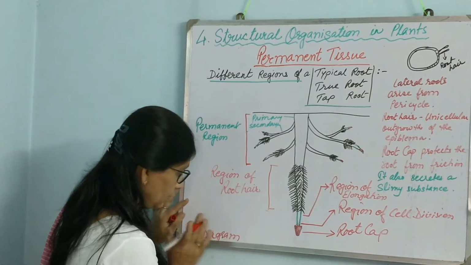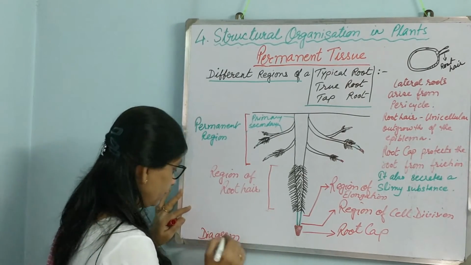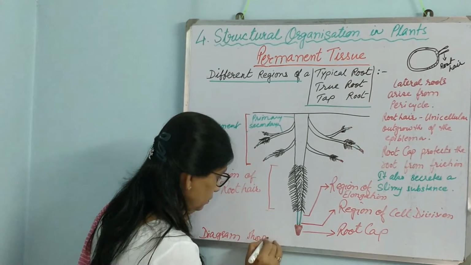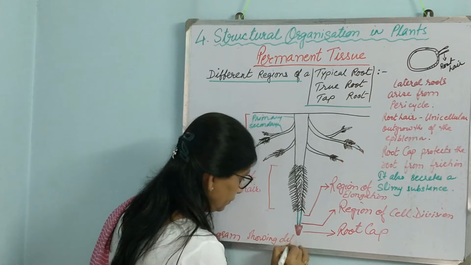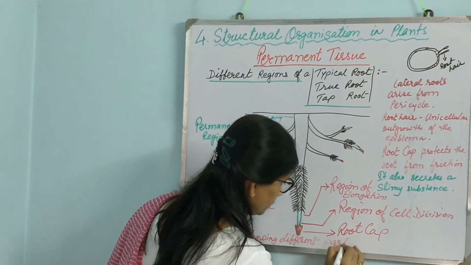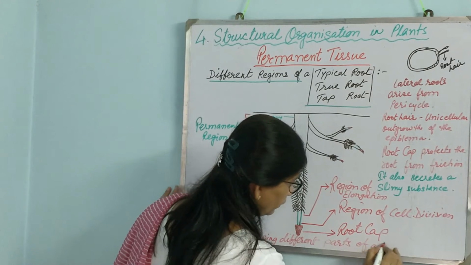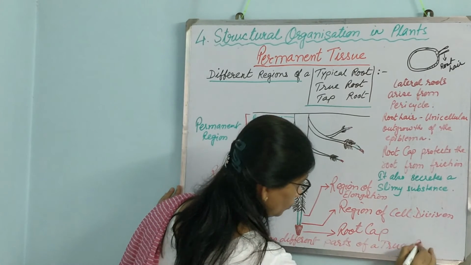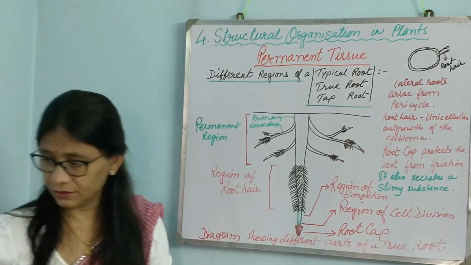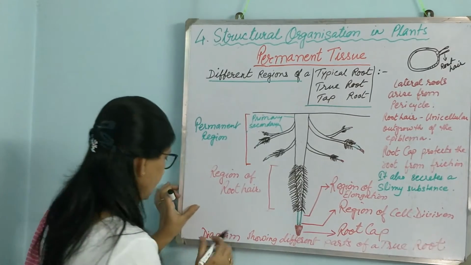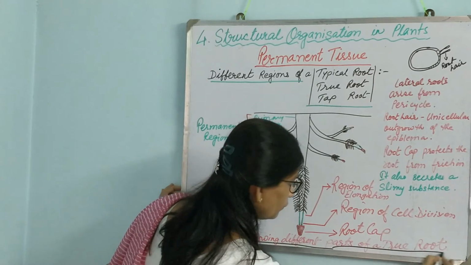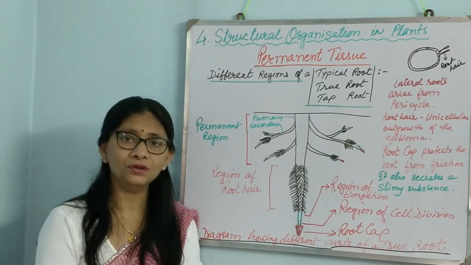always label, write the name of the diagram you are drawing. Diagram showing different parts of a true root. This is a very important diagram. Please learn it by heart. Diagram showing different parts of a true root. I hope you have understood.